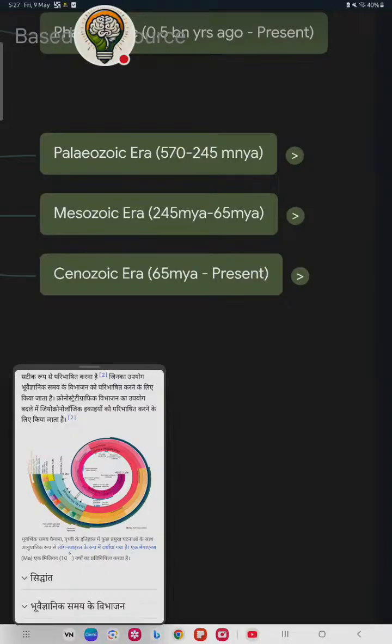The Paleozoic era, 570 to 245 million years ago, the Mesozoic era, 245 to 65 million years ago, and the Cenozoic era, 65 million years ago to present.